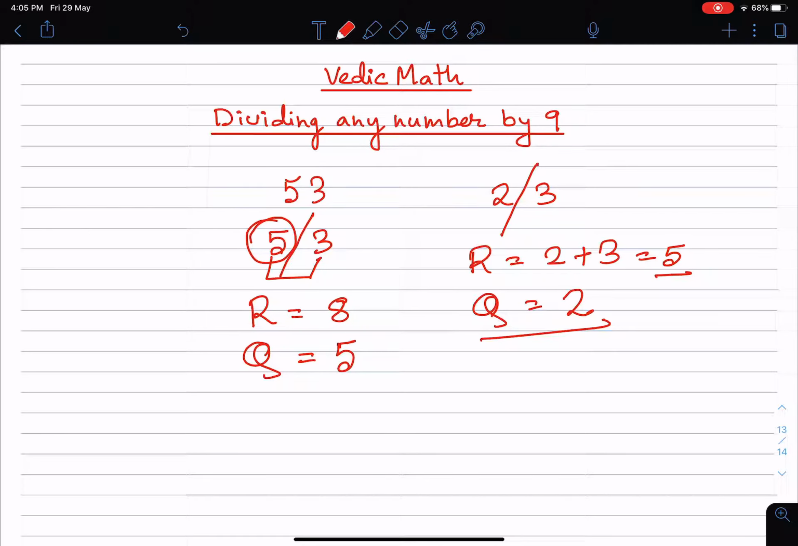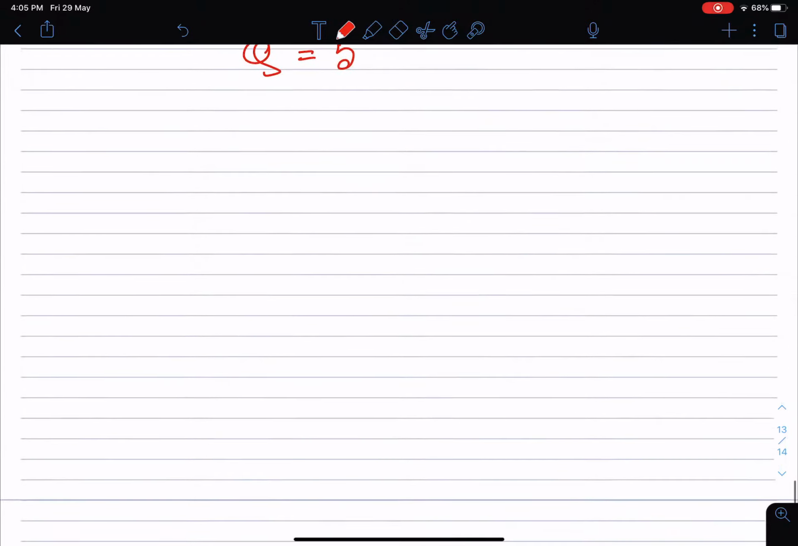Now there is another case. If my number is 28, now if I want to divide this by 9, so what will we do? I'll write 2 and 8 and then make a slash between these two digits. Now, what will be my R? My R will be equal to 2 plus 8. But now we'll find that this will come to 11.